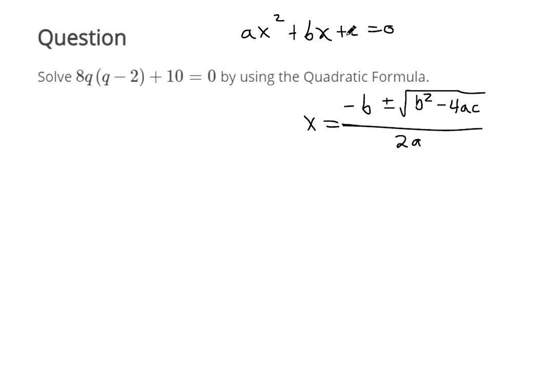I've set it equal to 0. Going to have descending powers. So what you have to do is distribute that 8q. So 8q times q makes 8q squared. Then 8q times negative 2, that makes negative 16q. And then we have a plus 10 hanging out here. Now it's ready for the quadratic formula.